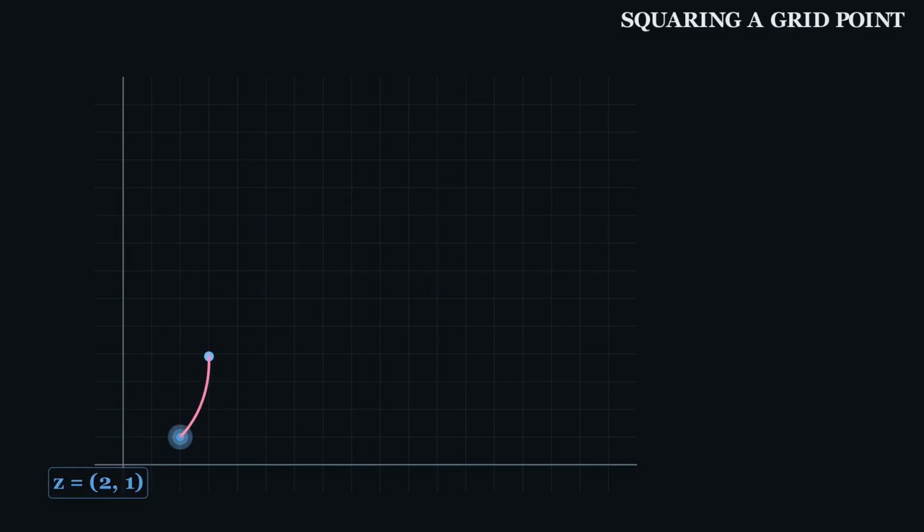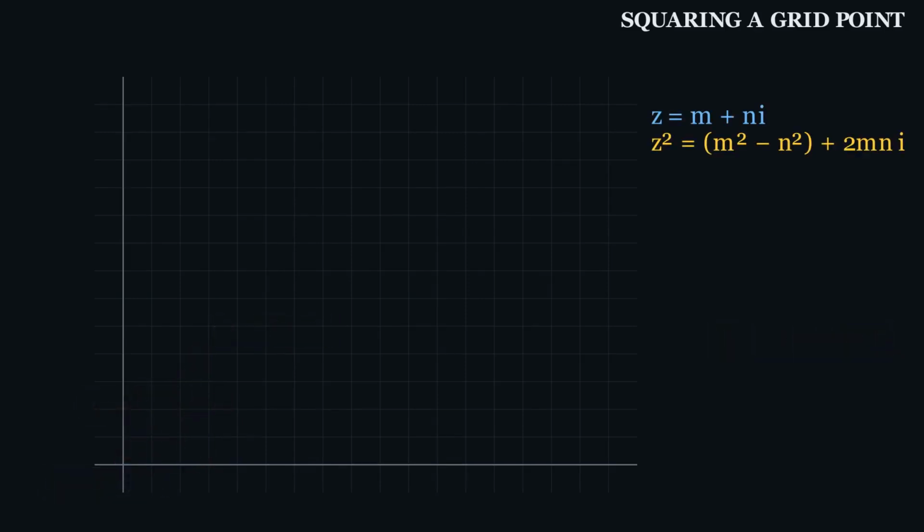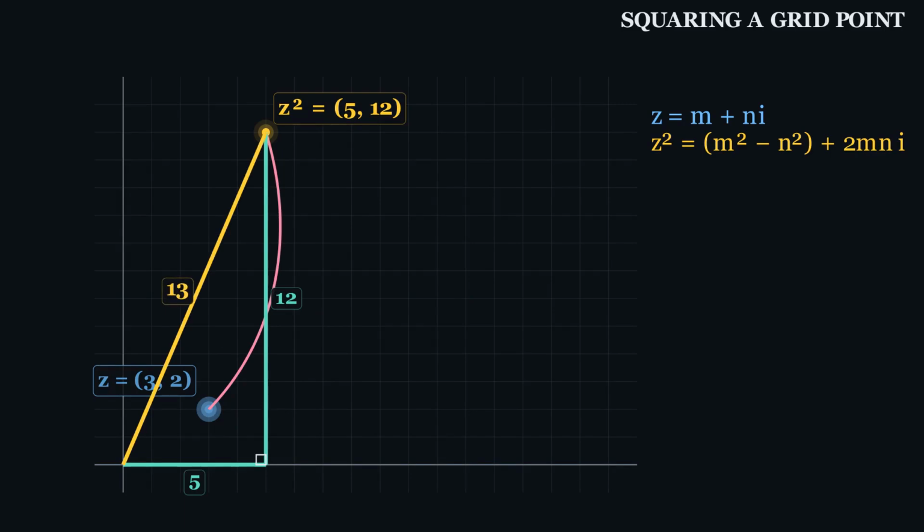Every whole number right triangle comes from squaring a single lattice point. Watch the blue dot at 2, 1. Square it and it jumps to 3, 4. Those become the legs of a 3, 4, 5 triangle because the dot's original distance from 0 was square root of 5, and squaring that distance gives 5.